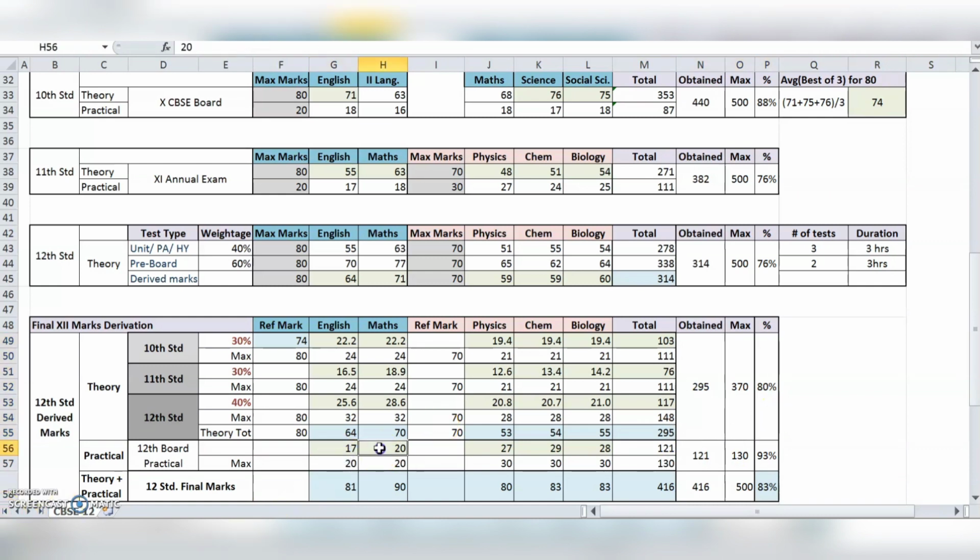As the CBSE practical examination has been held in offline mode in the respective schools, assuming the student gets almost all the maximum marks possible in the practical examinations, he gets 121 total marks in all the subjects out of 130 possible, at most 93% of the total practical marks. So the final plus 2 marks can be calculated as the total of the marks obtained in practicals plus the derived marks he has got from the theory in each of the individual subjects in the last row. So he gets 416 out of 500, which is almost 83% of marks he has got.